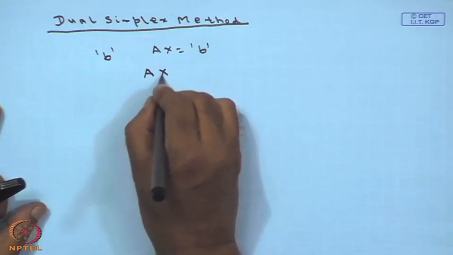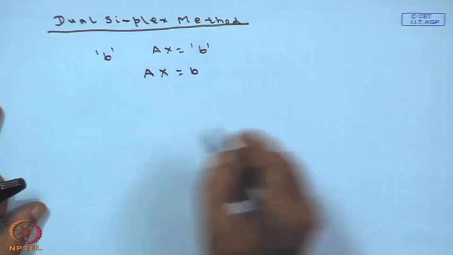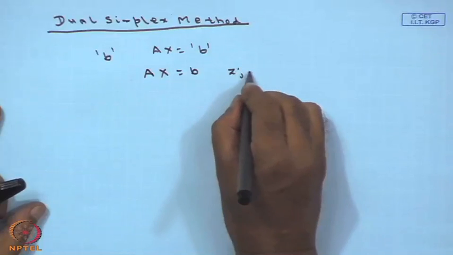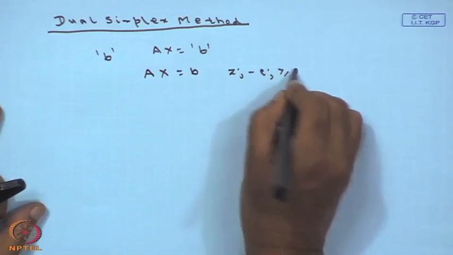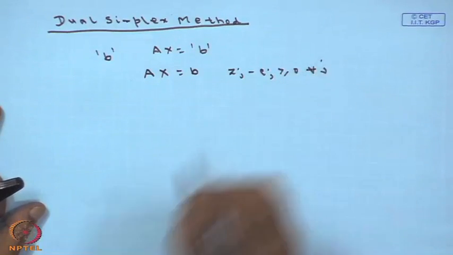We are not using the artificial variable because here we do not have to satisfy the feasibility condition initially; we are satisfying the optimality condition. That is the reason we are not using artificial variables, and the value of the vector b may be negative. Now, consider the set of basic solutions of A x equals b where z_j minus c_j is greater than or equal to 0 for all j; this is valid.